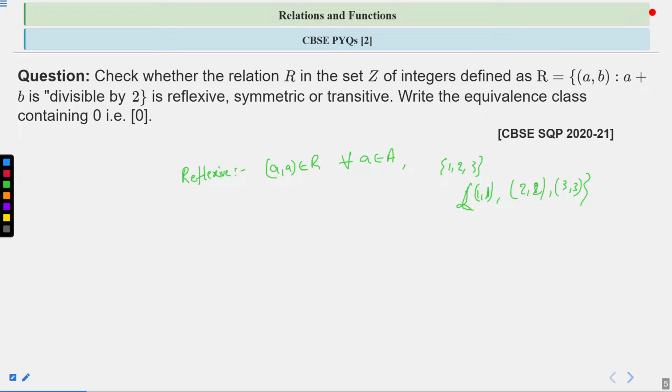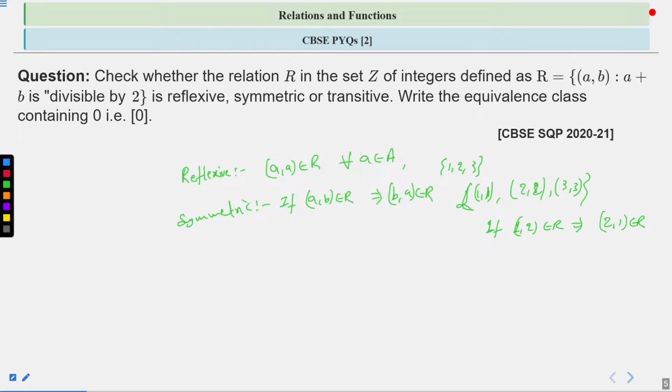Okay. Now for symmetric, what should be the condition? If (a, b) belongs to R, this implies (b, a) must belong to R. This is the condition of symmetric. So if (1, 2) belongs to R, this implies (2, 1) must belong to R, right? Got it? Then only it will be symmetric.